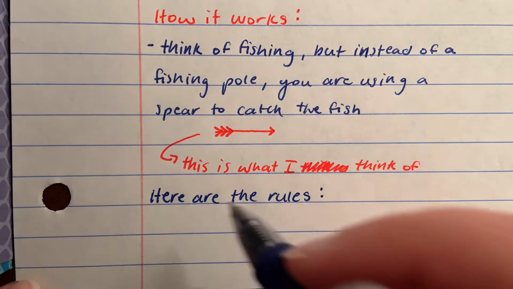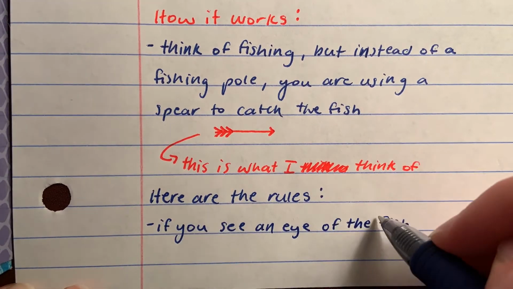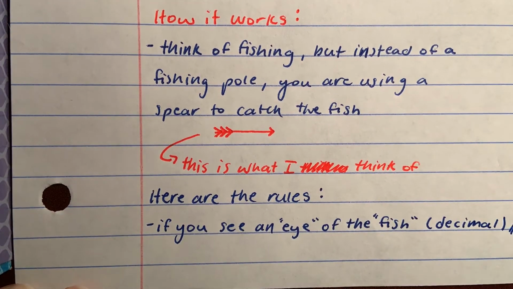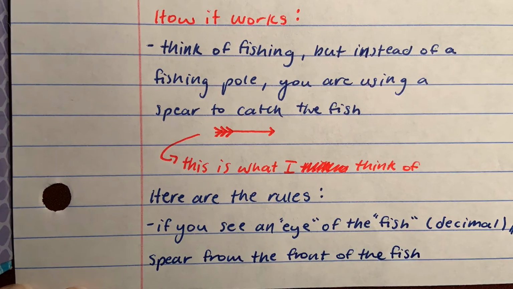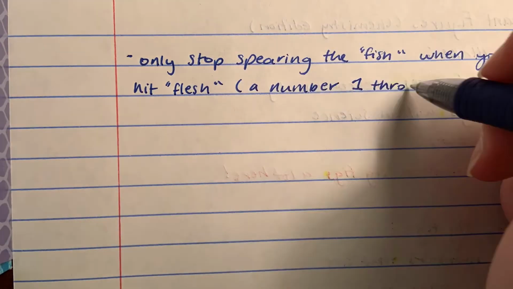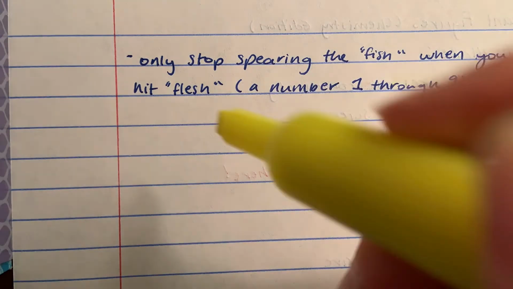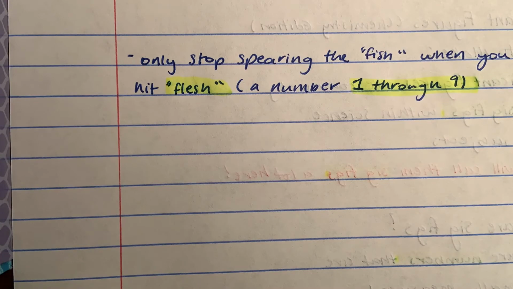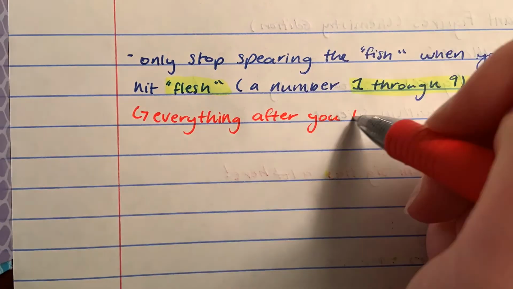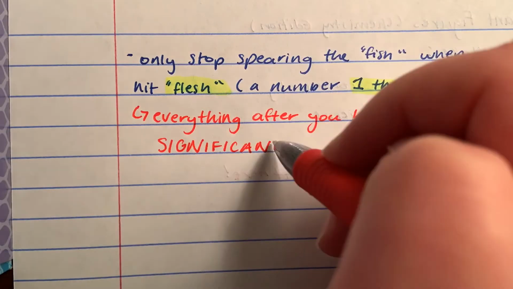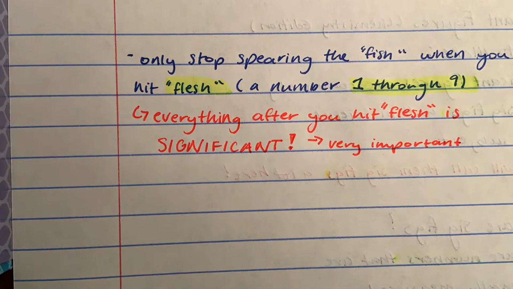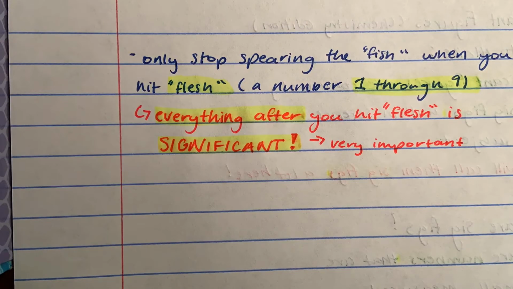So some basic rules. If you see an I, which is the decimal of the fish, you spear from the front of the fish. And the fish in this case is our number that we're given, that we're trying to analyze how many significant figures there are. And you only stop spearing the fish when you hit the flesh, which is essentially a number 1 through 9. And everything after you hit your flesh is a significant figure, which is very important when analyzing sig figs.